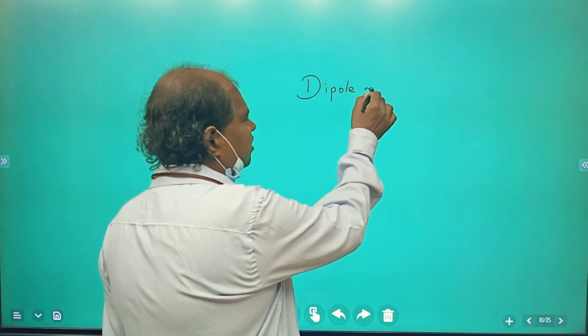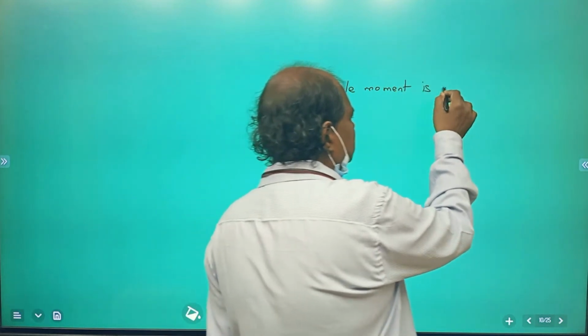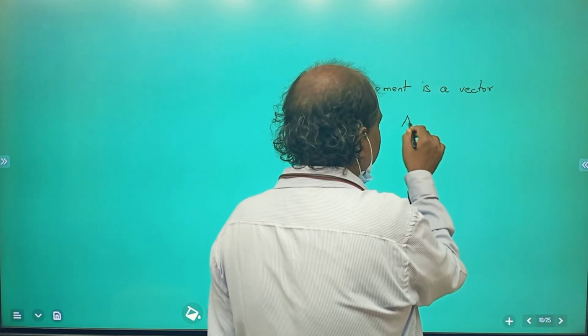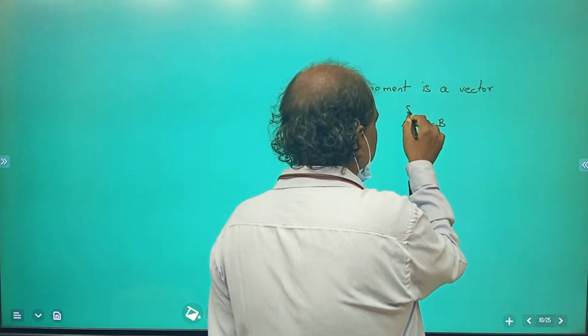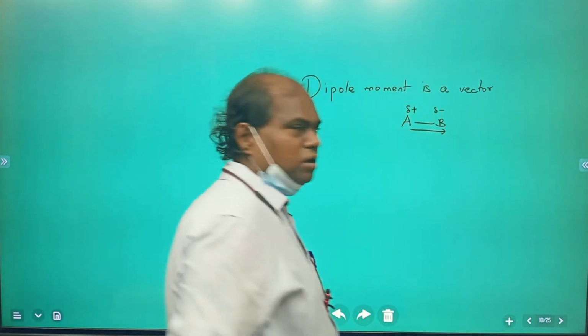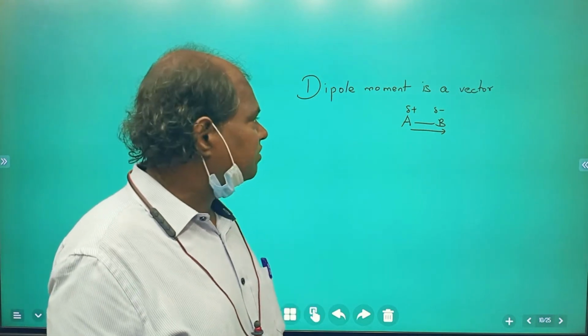Dipole moment is a vector quantity. Please remember, very, very important. This is the most important point. Vector means it will have a direction. What will be the direction? From plus to minus. It will go from plus to minus. Getting it? It's a vector.